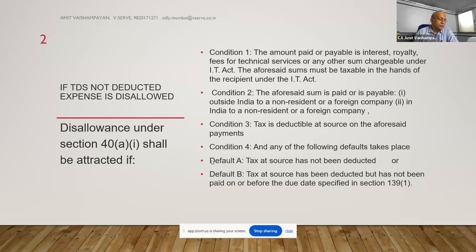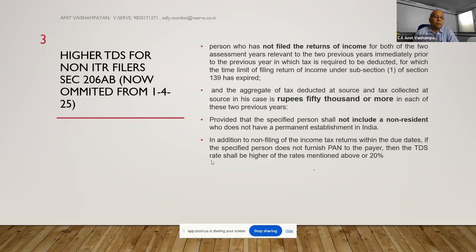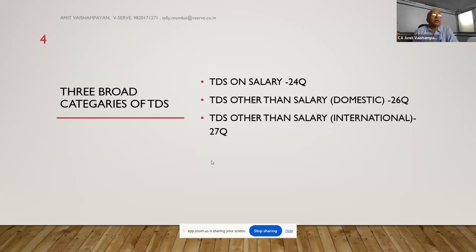Since it is a chapter of CA Connect, I am assuming people will be having better knowledge of all these provisions more than what I have. But nevertheless, since it's a topic related to income tax, this one particular provision of income tax pertaining to TDS is a little more draconian. There was one more provision, this 206AB, but now it has been omitted from 1st April 25. I just had that slide earlier. I've just mentioned it as it has been omitted, that if the return was not filed. So I'll not discuss that much.